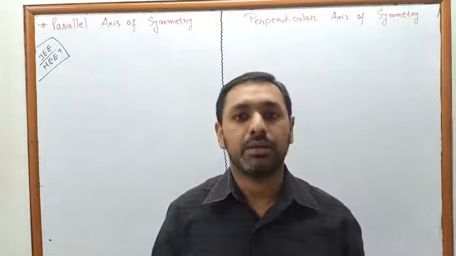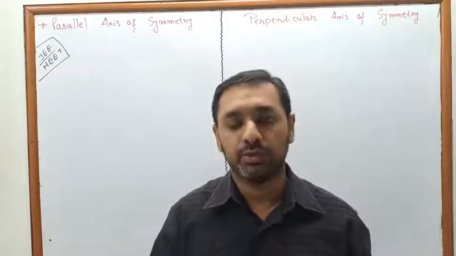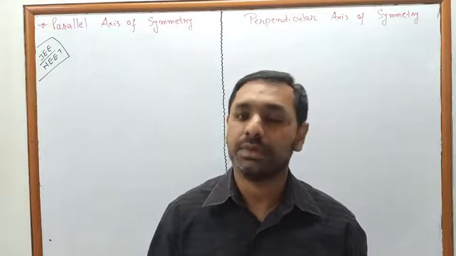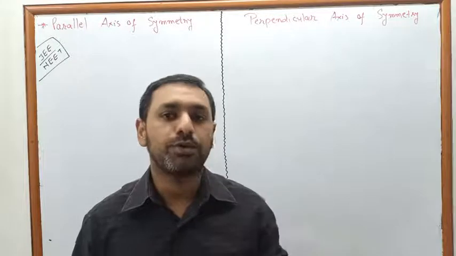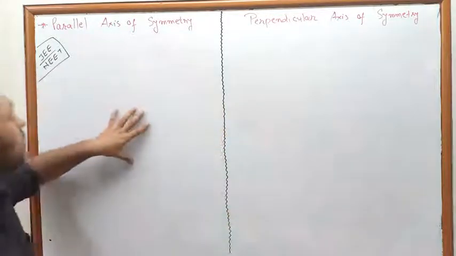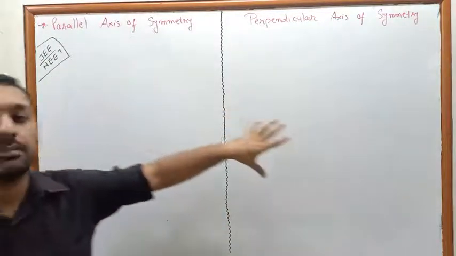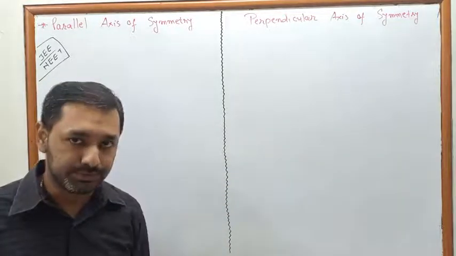Sometimes you try to apply Kirchhoff laws, you try the successive reduction method, but even though you won't be able to solve those networks. So for that, these two are very powerful tools: parallel axis of symmetry and perpendicular axis of symmetry.